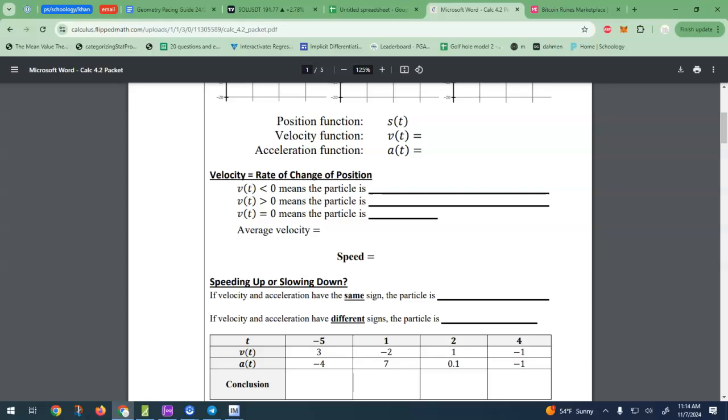Or up, or right. And then velocity equals 0 means the particle is stopped. Like when you throw that thing up in the air, it comes back down, it is stopped. Average velocity would be the position at B minus the position at A, divided by B minus A, which is just the slope of a position graph between 2 points.